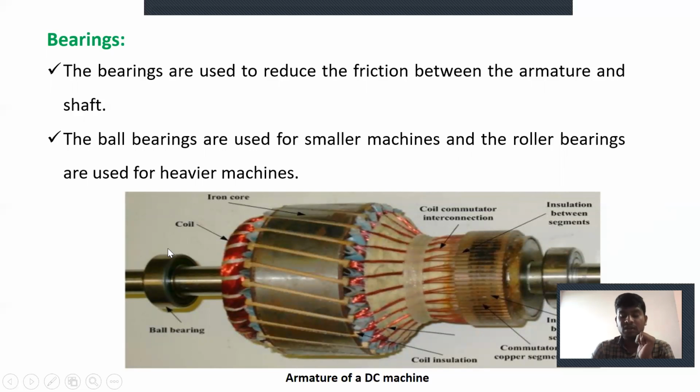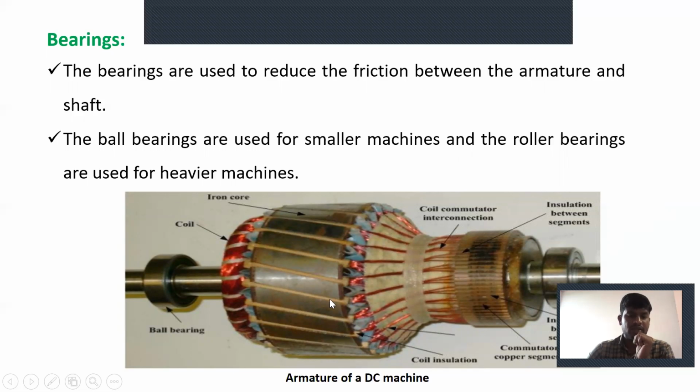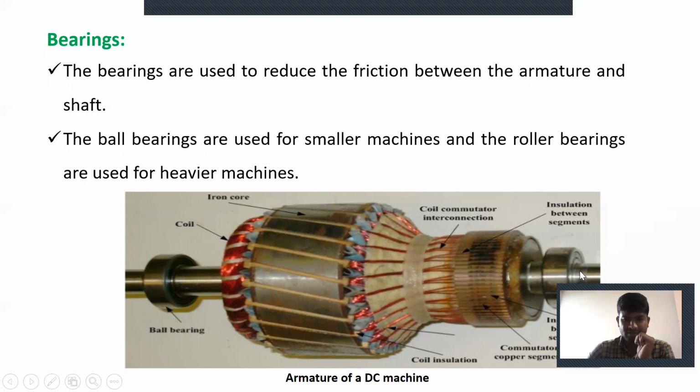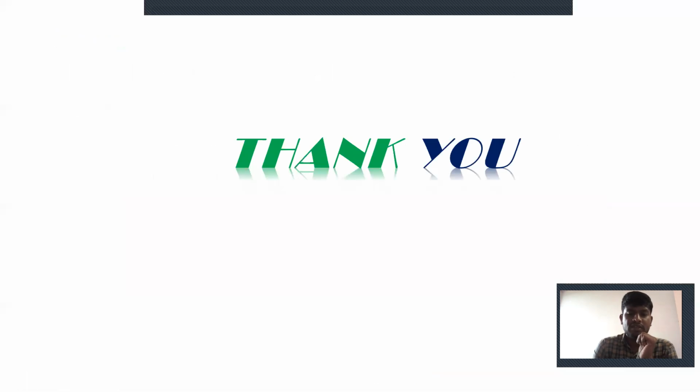Okay. So these are the constructional details of the DC machine. For example, you can see here a simple structure of the armature of a DC machine. This is a ball bearing, this is a shaft, and here we have the number of slots and the coil commutators. This is the interconnection. This is the outer layer. Here it is a copper coil, and it is an iron core. It is simply the armature.